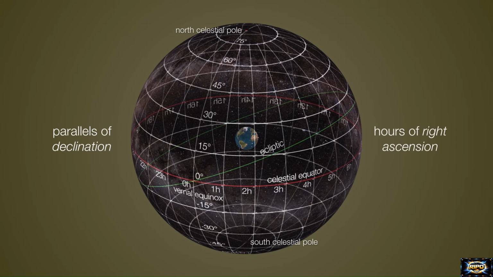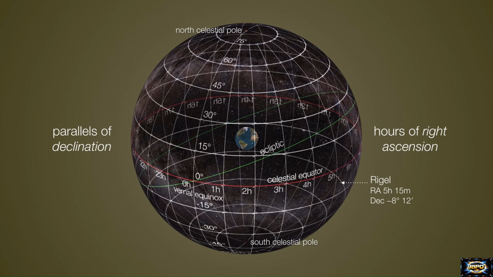So again, think of it not so much as hours of time, but think of it instead as hours on a clock face. For example, Rigel in the constellation of Orion has a right ascension of a little more than 5 hours, about a quarter of the way onto the 6th hour circle. So that gives Rigel a right ascension of 5 hours and 15 minutes.